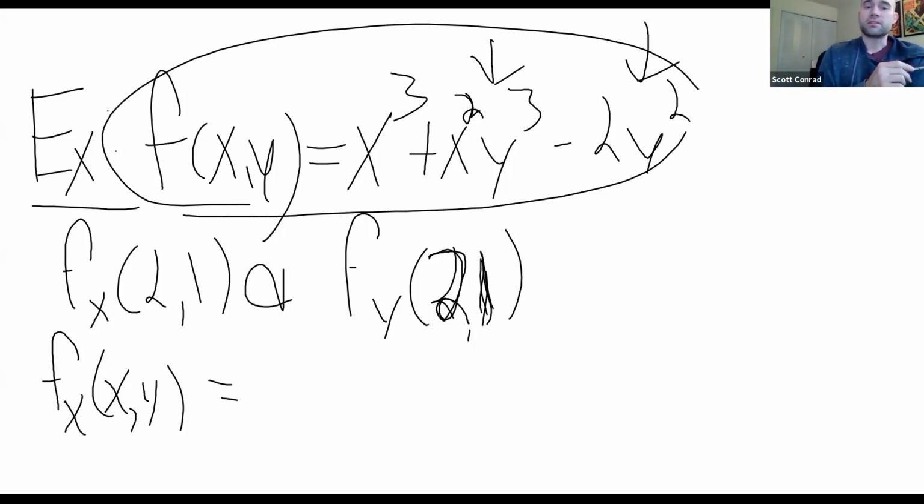So x cubed, the x cubed term, if we treat y as a constant, differentiate with respect to x, what happens to x cubed? 3x squared. Oh, someone's got their mic going. Good job, whoever just answered. For some reason, I didn't see that. Yes, exactly, 3x squared. So x cubed becomes 3x squared.